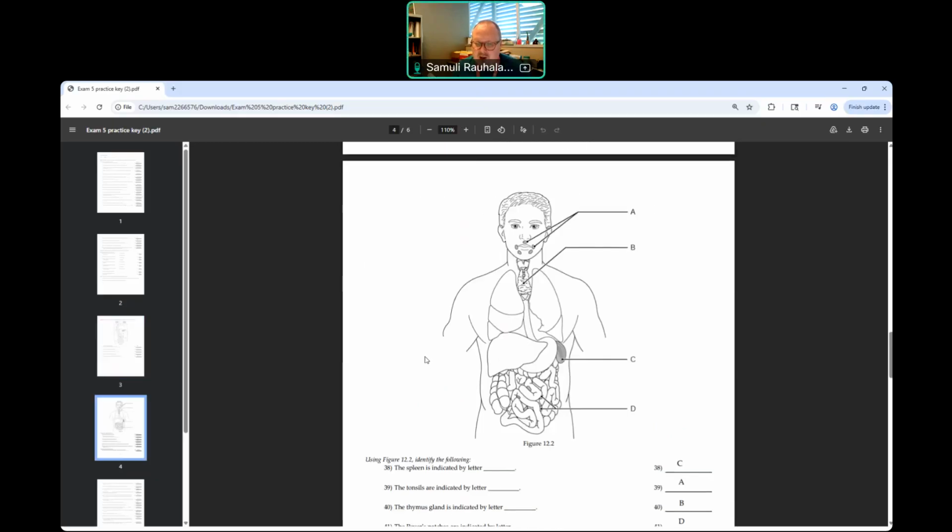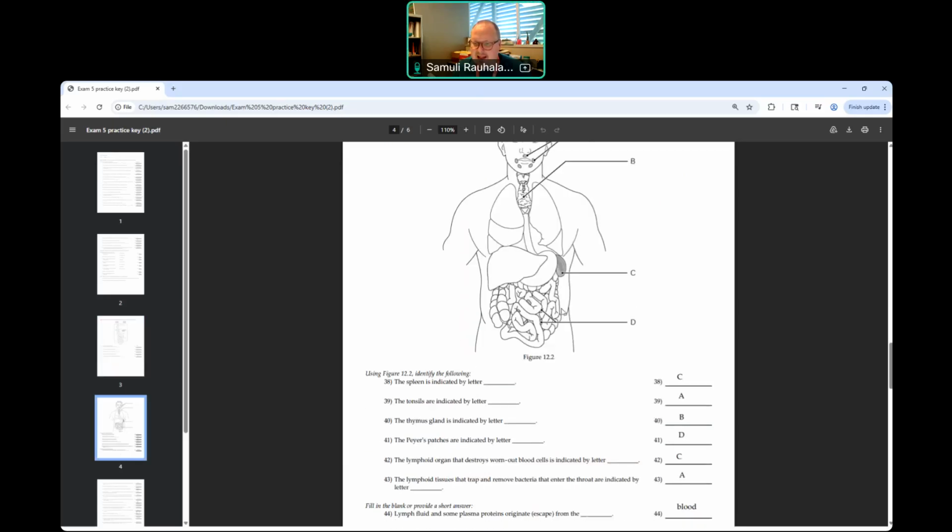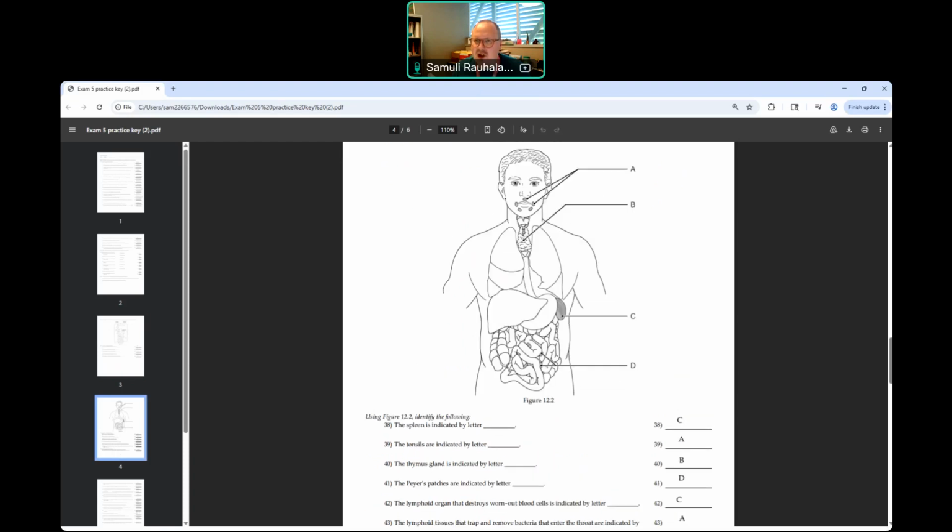On the next page, we see major lymphatic organs. The spleen is shown as C, located on the left side of the superior abdominal cavity, tucked there behind or to the side of the stomach. Tonsils are shown with A. Many of them are located around the oral area there.